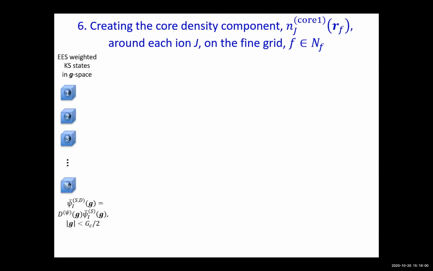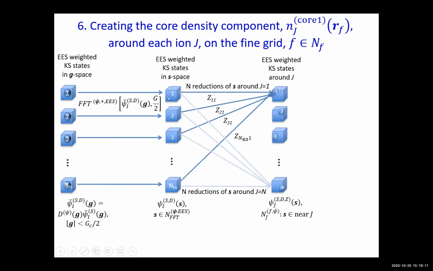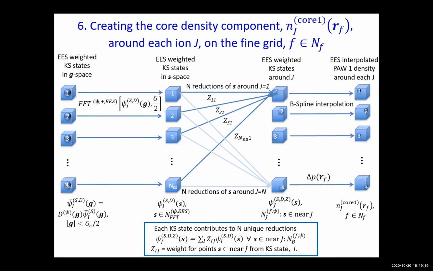So the core density inside the atom, again, it's the same thing. We take our G space, we multiply by our D factor, we go into real space. We get the weighted sum around the atoms. And that gives us what we need, this thing we call core 1 on the atoms. And again, because it uses FFTs, we can effectively construct everything in order n squared log n. So we have made progress.